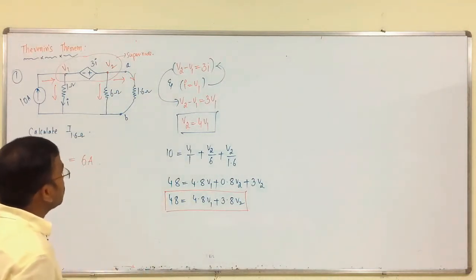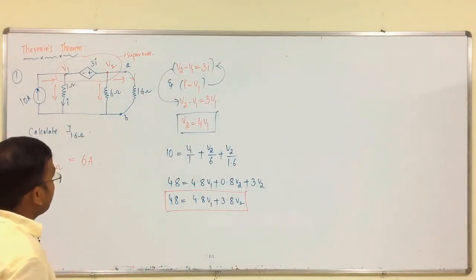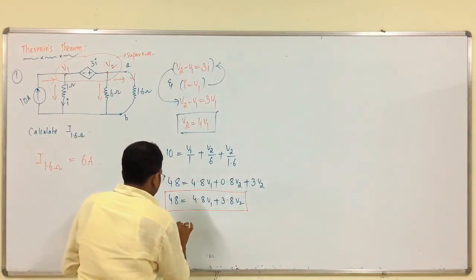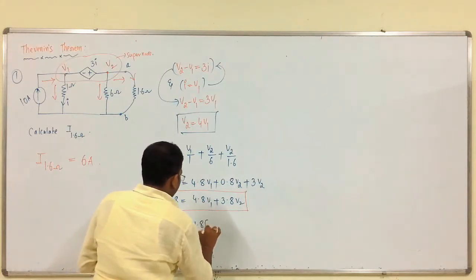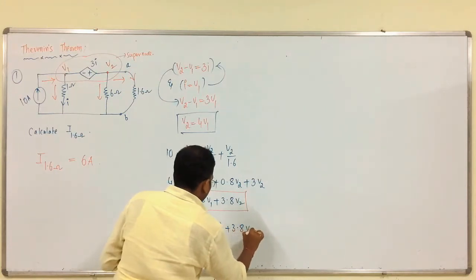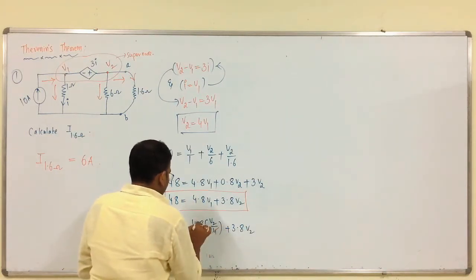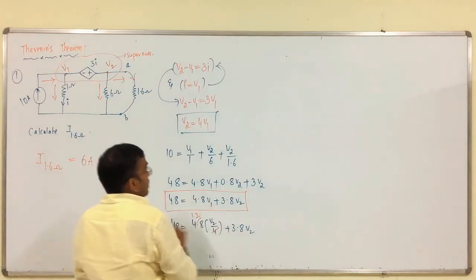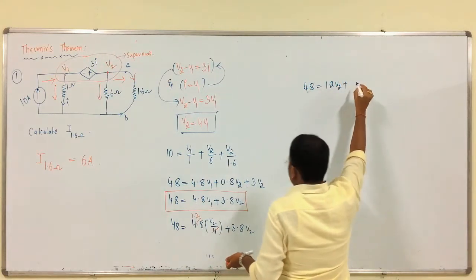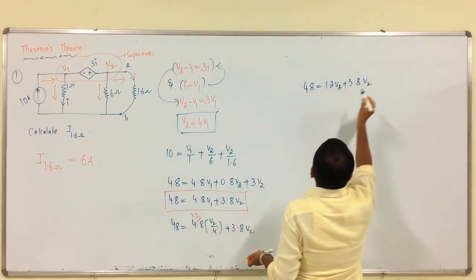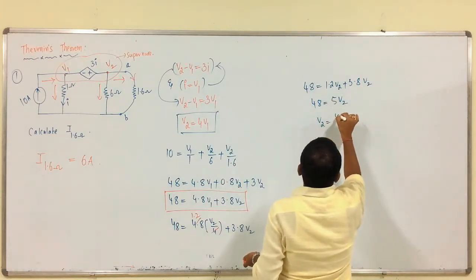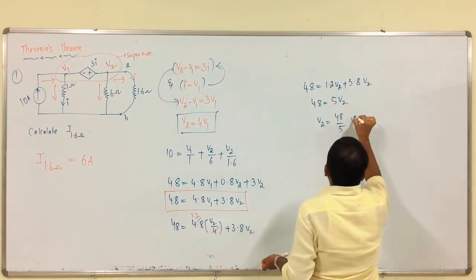Then substitute V2 equals 4V1, or V1 equals V2 by 4. So from this, 4.8 into V2 by 4 plus 3.8 V2. So from this it is 1.2. Therefore, 48 is equal to 1.2 V2 plus 3.8 V2. So 48 is equal to 5 V2. V2 is equal to 48 by 5 volts.